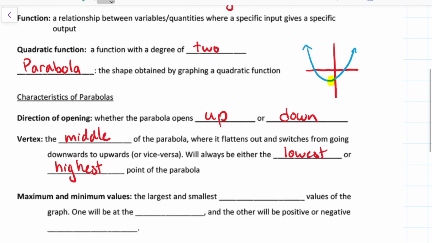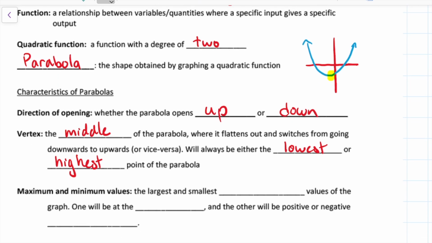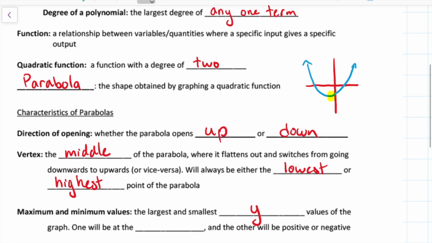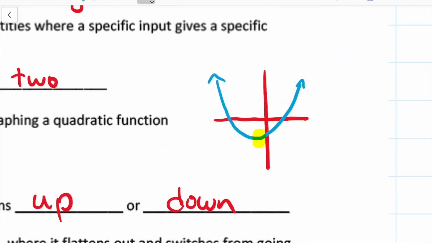Next up, some more pretty self-explanatory ones are maximum and minimum values. So they are going to be the largest and smallest, specifically y values. We don't really care about the x values in this case, only looking at the y values. If you look at this graph up here, thinking in terms of y, remember y is vertical. So on this particular parabola, you can see the lowest value of the graph, I don't care about the axes, focusing just on the actual curve here.